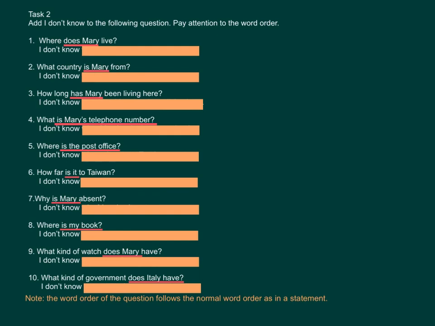Task 2. Add I don't know to the following questions. Pay attention to the word order. 1. Where does Mary live? I don't know where Mary lives. Number 2. What country is Mary from? I don't know what country Mary is from.